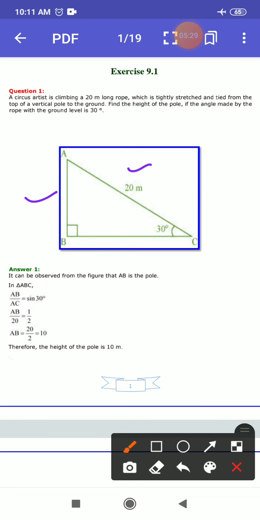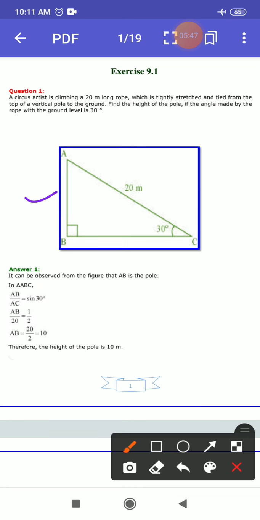The 20 goes outside the equal sign, and then AB is equal to 20 upon 2, that means 10. So here the height of the pole is 10. We find that the height of the pole is 10 in this question.